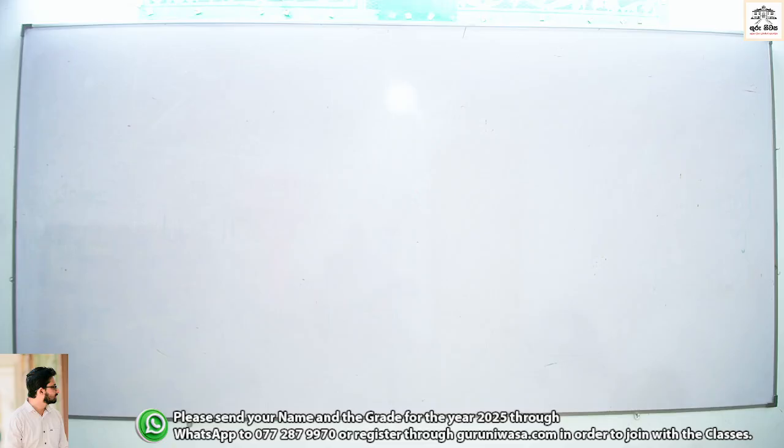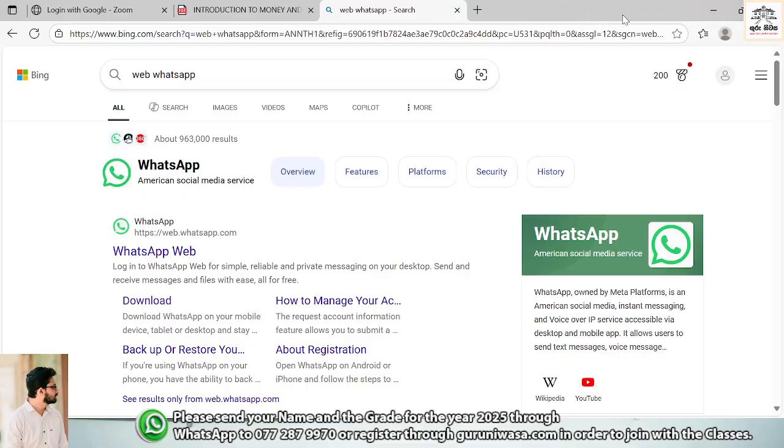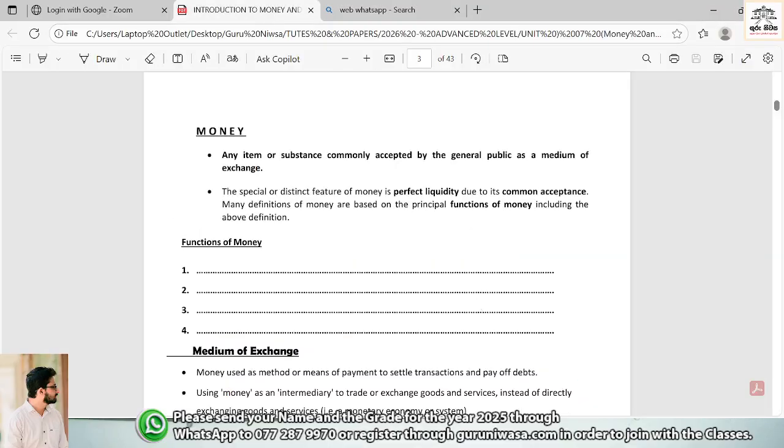Money, kind of. The first part is the theory part. Can you see the screen I'm sharing, Lamai? Yes. Yes. Okay. Money. Yeah, good. Thank you. Money.